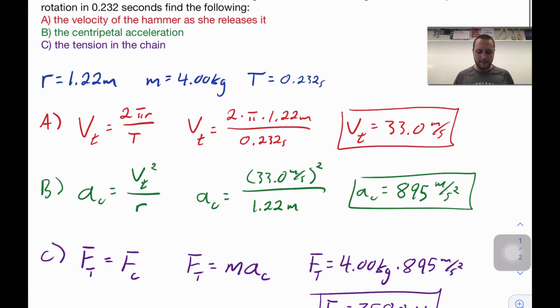So there's a quick example where we can see our progression from tangential velocity to centripetal acceleration into a centripetal force, which in this case is equivalent to a different type of force.